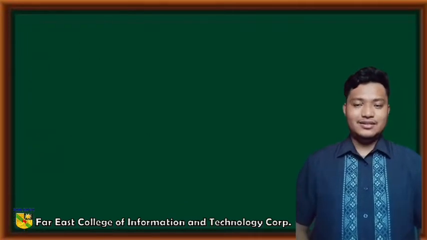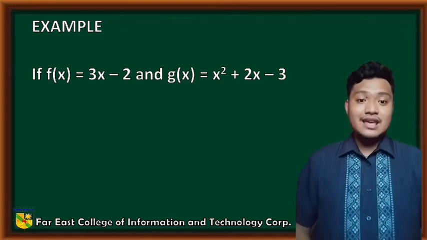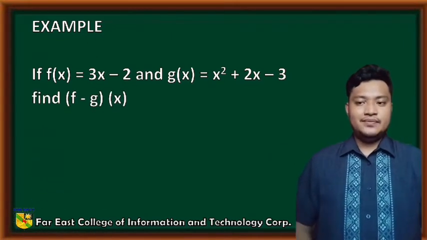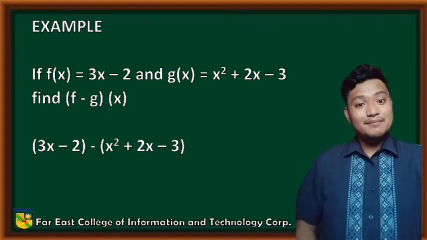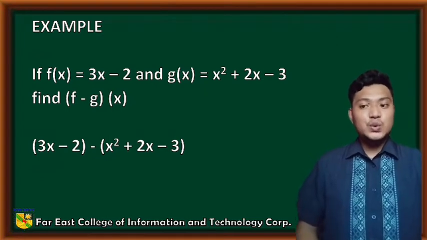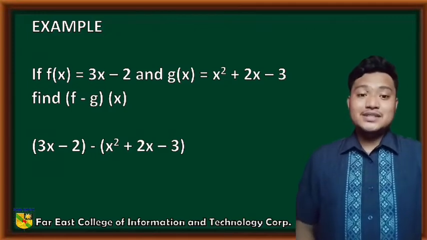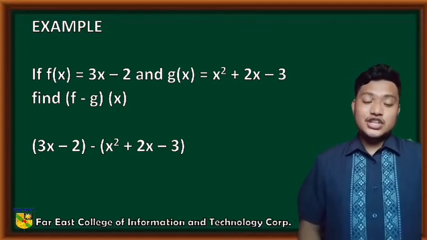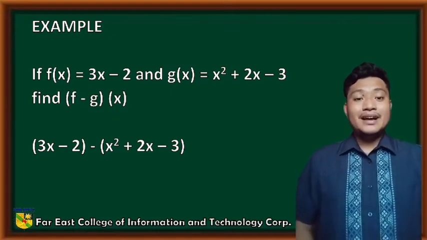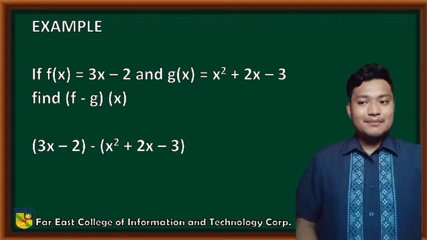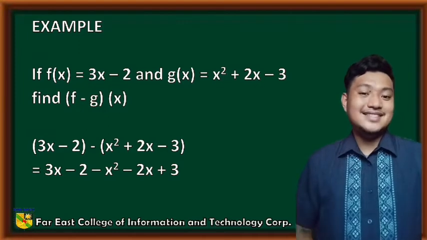Next example. Same equations, but this time we need to perform the subtraction. First, write the two equations and then the operation in the middle: 3x minus 2 minus x squared plus 2x minus 3. In the rule of subtraction, you need to change the sign of the subtrahend. Okay? So it becomes 3x minus 2 minus x squared minus 2x plus 3.